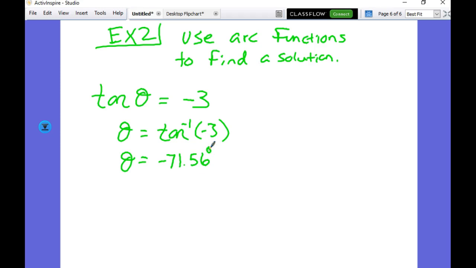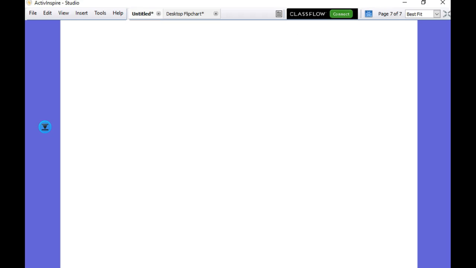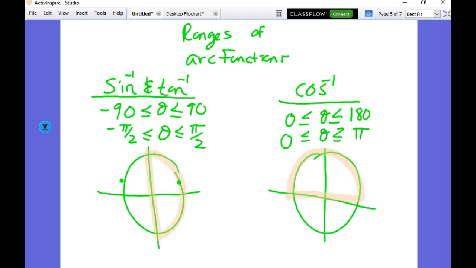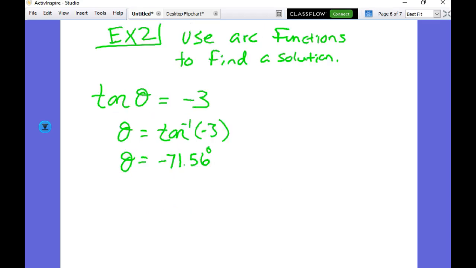Remember, look at my domain and range here. I'm sorry, my range values. They don't say quadrant 1 and quadrant 2. They say from negative 90 to positive 90. So you can get negatives or positives. That's how they do it. So it goes from negative 90 to positive 90. So in this case, we're actually in quadrant 4 down there somewhere, negative 71 degrees below.